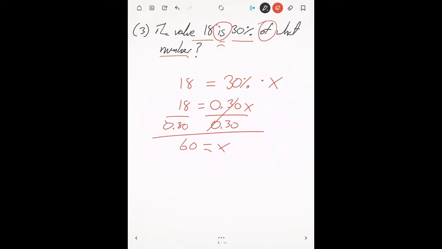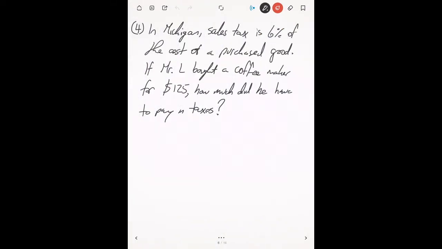Let's try to do a little trickier word problem. Okay, this is a very common type of situation, and many of you that like to go shopping probably find this a bit familiar. So in Michigan, we have a sales tax, and the sales tax is 6% of the cost of a purchased good, meaning you go into a store, and if that store charges sales tax, they're going to take 6% of whatever the item is and add that onto your bill. So you have to pay for the item, plus an extra 6% of that as sales tax. So if Mr. Linford went into a store and bought a coffee maker for about $125, how much did he have to pay in taxes?